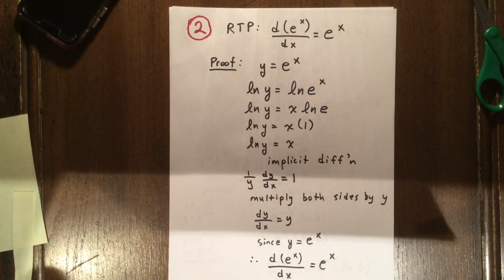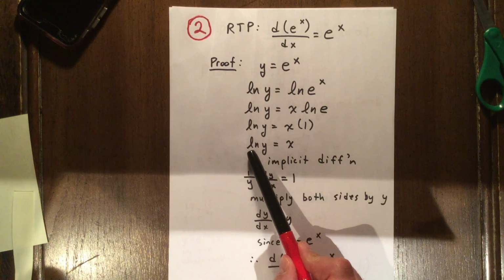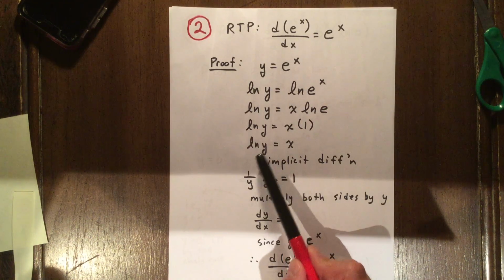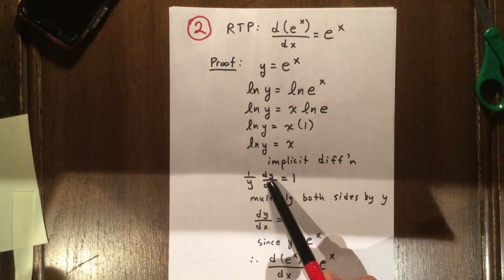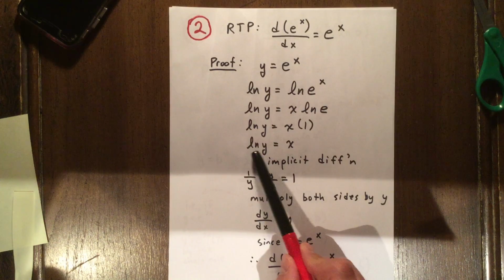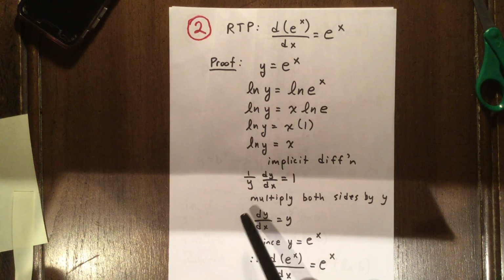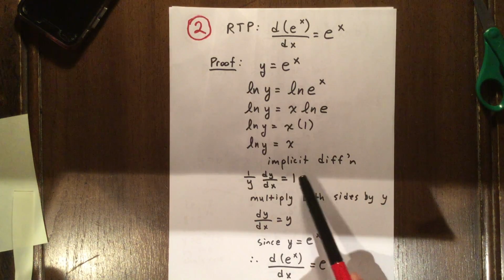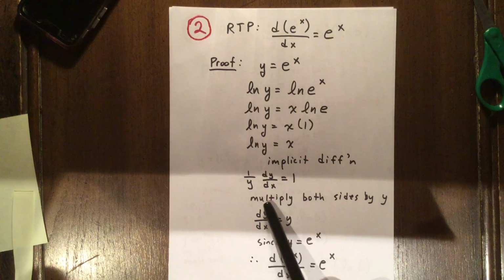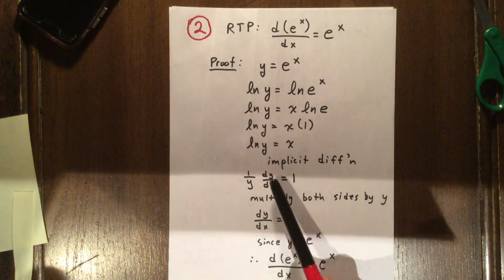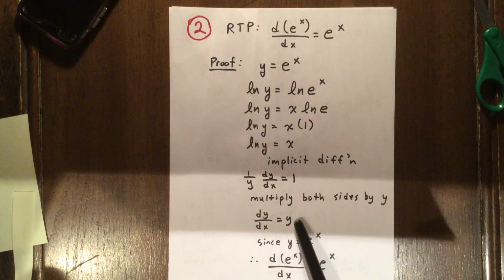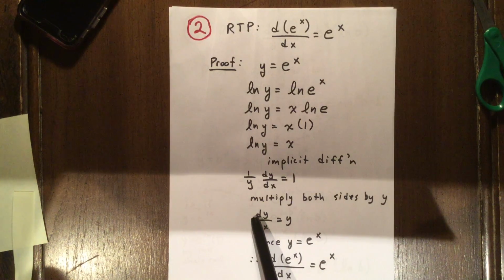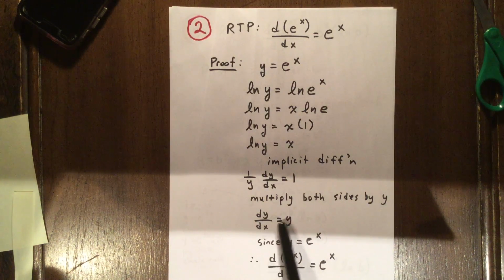And now we're going to do implicit differentiation. If the derivative of ln x is 1 over x, then the derivative of ln block is 1 over block times the derivative of the block. In other words, the derivative of ln y, using implicit differentiation, is 1 over y times dy dx. The derivative of x is 1. We multiply both sides by y, and we get dy over dx is equal to y. Well, remember that y is equal to e to the x, so we can say the derivative of e to the x with respect to x is e to the x.